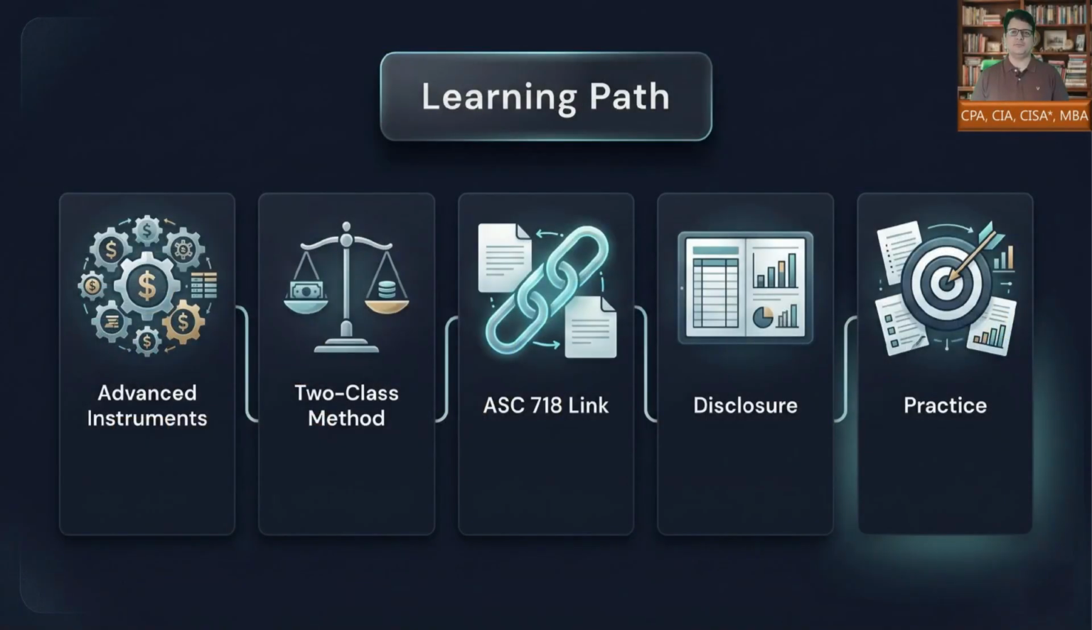Here is the learning path for this final lesson. We begin with advanced instruments, then move into participating securities and the two class method, then connect ASC 718 share based awards to EPS, then review disclosure, and finally practice through MCQs, calculation drills, ranking, and a final memory map. Notice the structure: technical coverage first, practice second. We are not reteaching the whole series from zero. We are converting what you already learned into testable mastery.